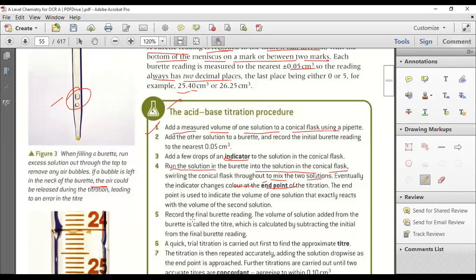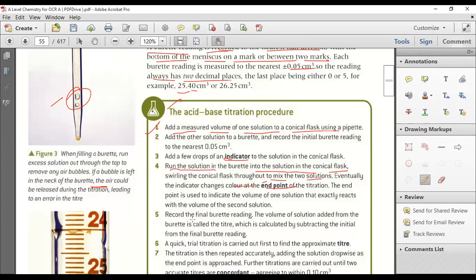So run the solution in the burette into the solution in a conical flask, swirling the conical flask throughout the mixture of the two solutions. Eventually, the indicator shows the endpoint of the titration. You need to swirl it at a fixed rate. You need to move it, not shaking, but a little bit of shaking, swirling, what we call it.